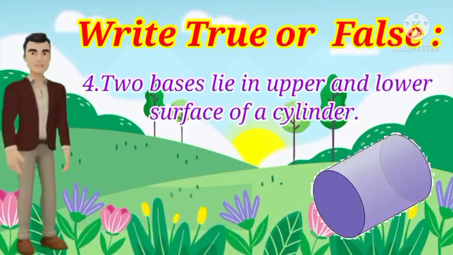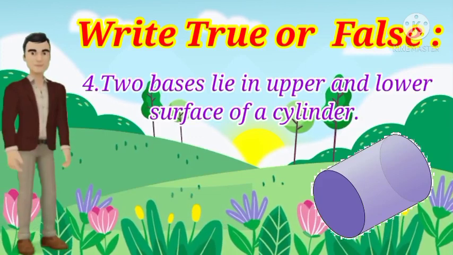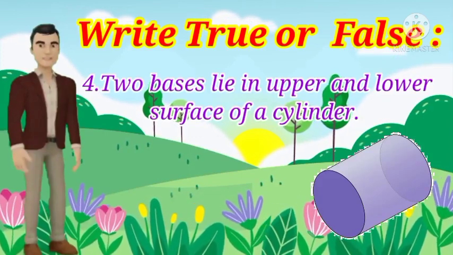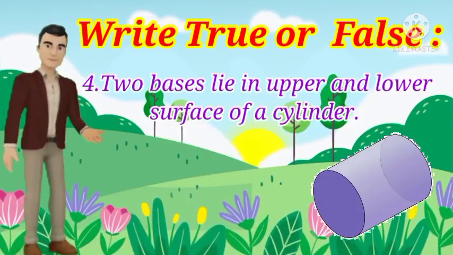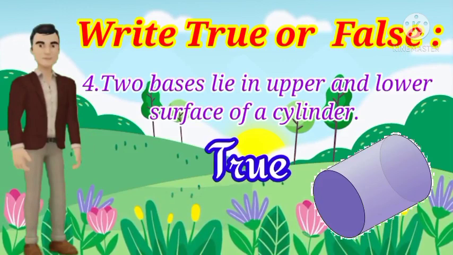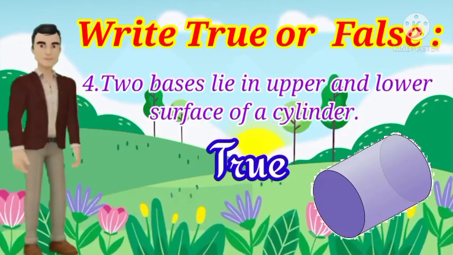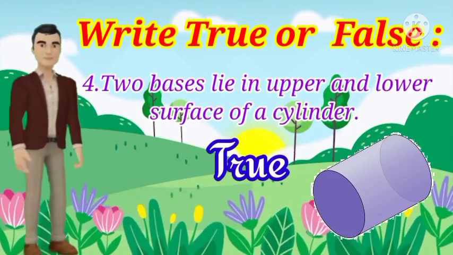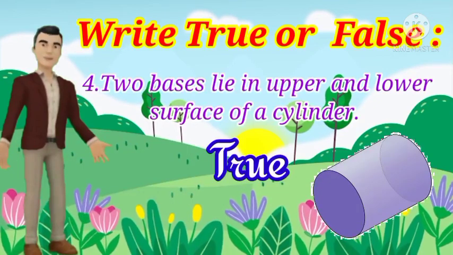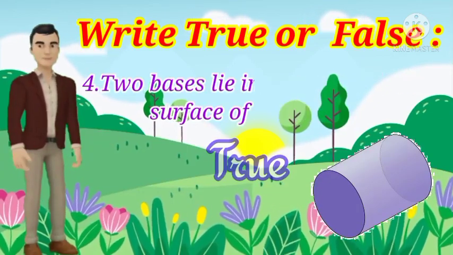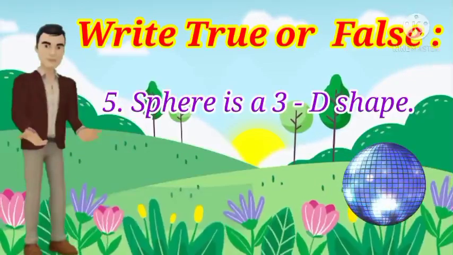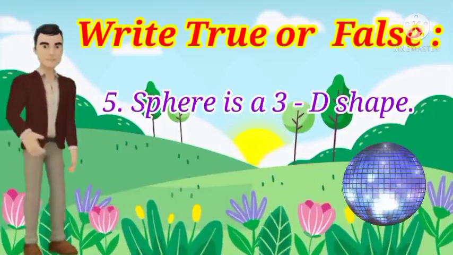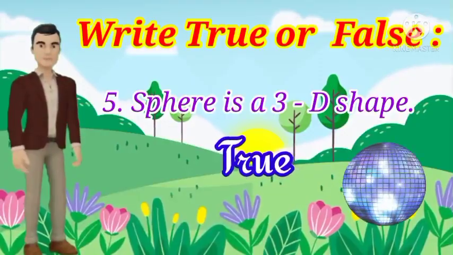The fourth one: two bases lie in upper and lower surface of a cylinder. Whether true or false? Yes, it is true. Two bases lie in top and bottom surface of a cylinder. Fifth one. Sphere is a 3D shape. The statement is true.